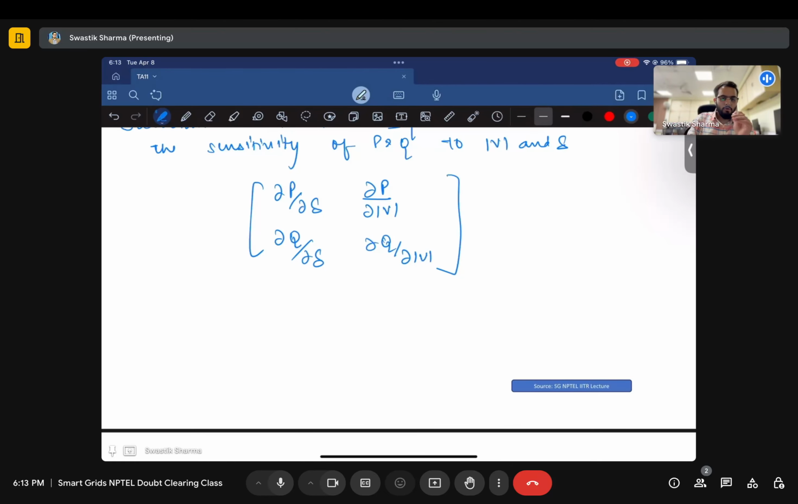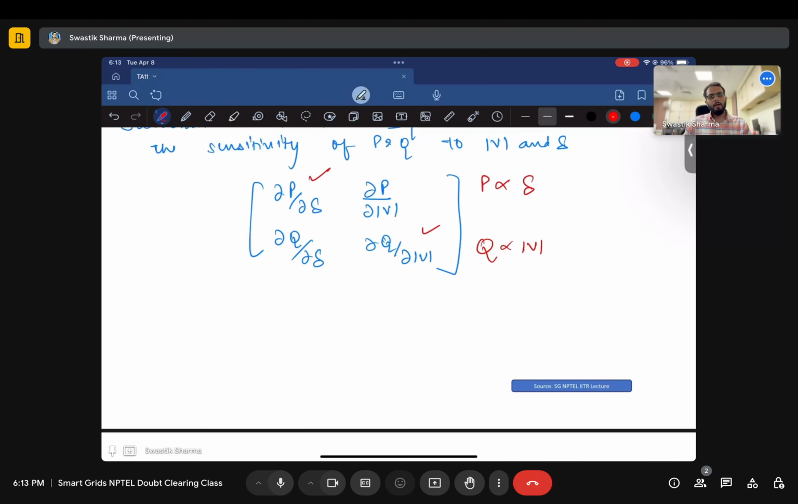Because this low R by X ratio is generally assumed, you will generally see that these terms are dominant. When these terms are dominant, because P has a close relation with delta and Q has a close relation with mod of V, and because these are sensitivities, these Jacobian matrices are diagonally dependent, right? Assume that they are diagonal matrices, right?